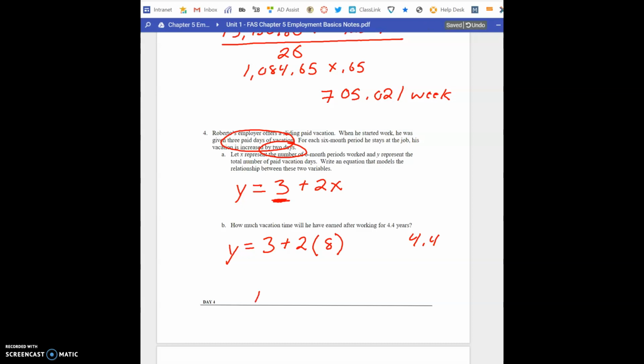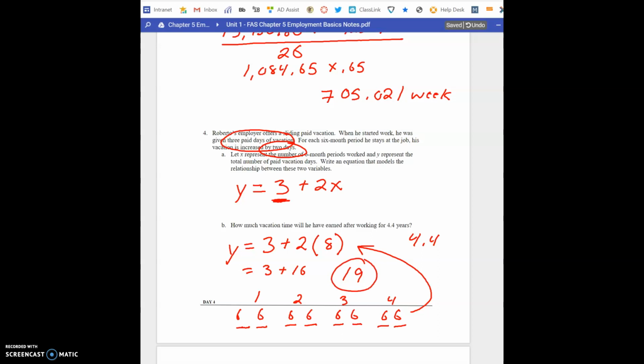Year 1 is broken up into 6-month and 6-month. Year 2, 6-month, 6 months. 3, 6 and 6. And 4, 6 and 6, because there's 12 months in a year. 1, 2, 3, 4, 5, 6, 7, 8. That's why that number right there is 8. So 8 times 2 will give us 16. 3 plus 16 equals 19 vacation days after 4.4 years. And that is it for section 5.4.